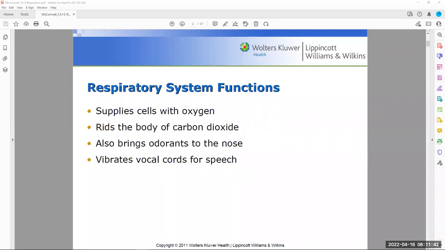Respiratory system functions: supply cells with oxygen, rid the body of CO2. It brings odorant to the nose. You would have looked at that in SNF1 in terms of digestion as part of the digestive system, right? And which is why when you have a cold, food tastes funny, right?